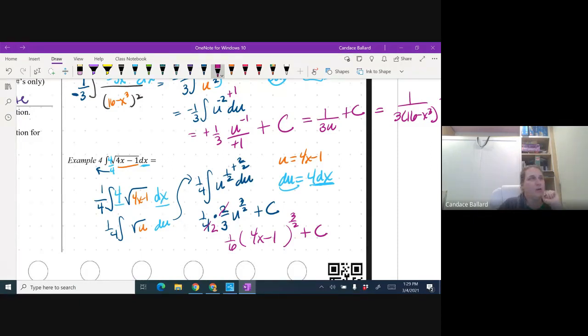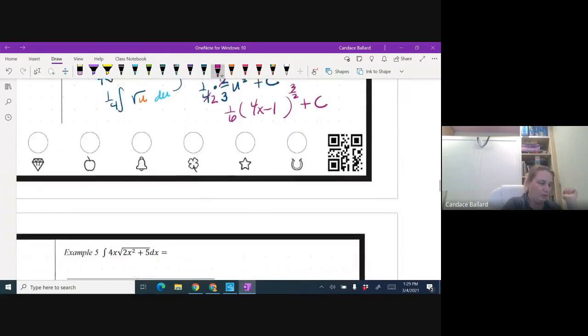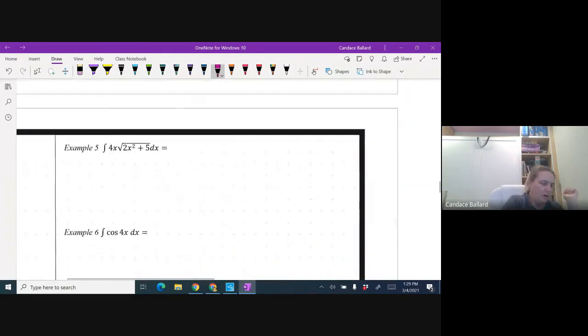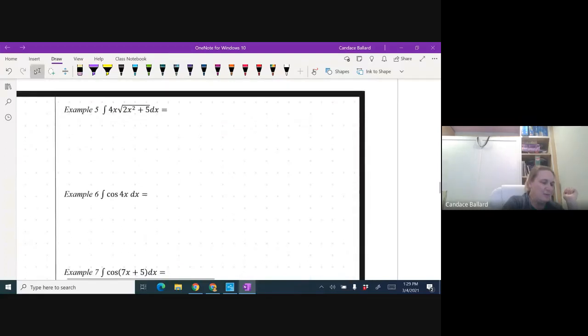Let's do it. We're going to do a couple more. All right, let's take a look at example 5. So it looks like my u is probably what's inside that radical, right? U equals 2x squared plus 5. So du equals 4x dx.